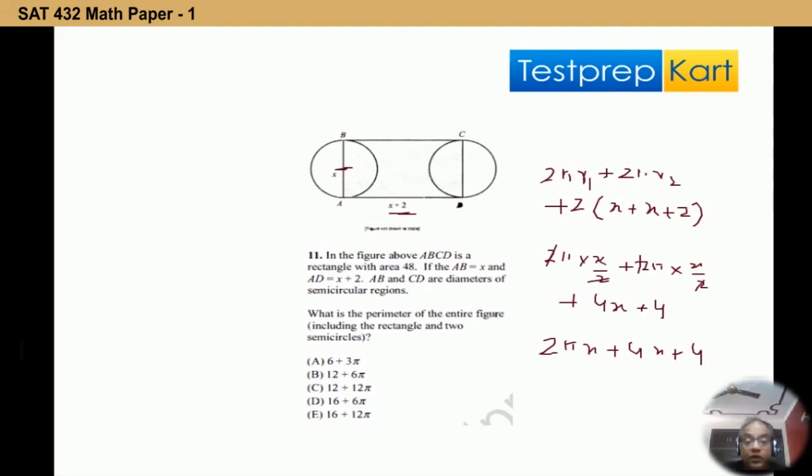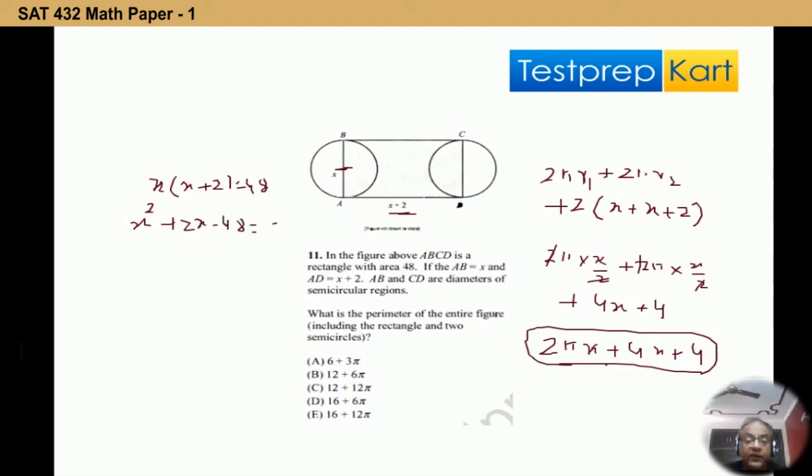Okay. Now area of this rectangle is 48. So we have to substitute the value of x here. This is our perimeter of entire figure. Now only thing is substitute x. In order to find x, area of the rectangle is 48. This gives me x into x plus 2 is equal to 48. So that is x square plus 2x minus 48 is equal to 0.